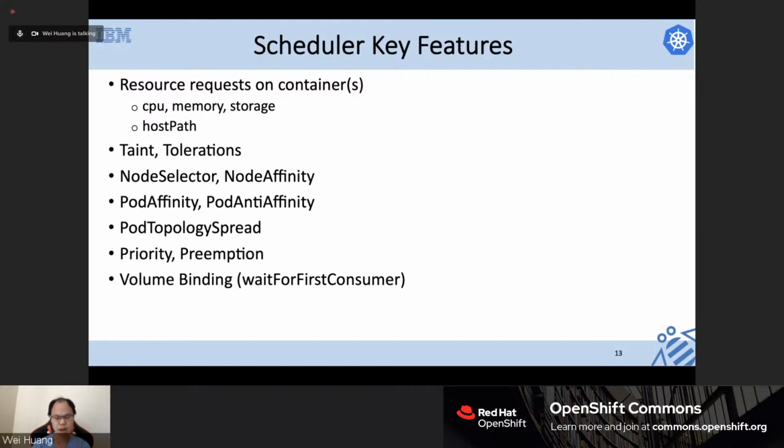Also some storage related features are related here. For example, if you have a storage class of the type WaitForFirstConsumer, then if you create a PVC, the PV won't be created until the first consumer comes in. So that phase also happens in the scheduler, because it wants to delay the PV to PVC binding to the scheduling phase. So that is basically the key features of the scheduler.